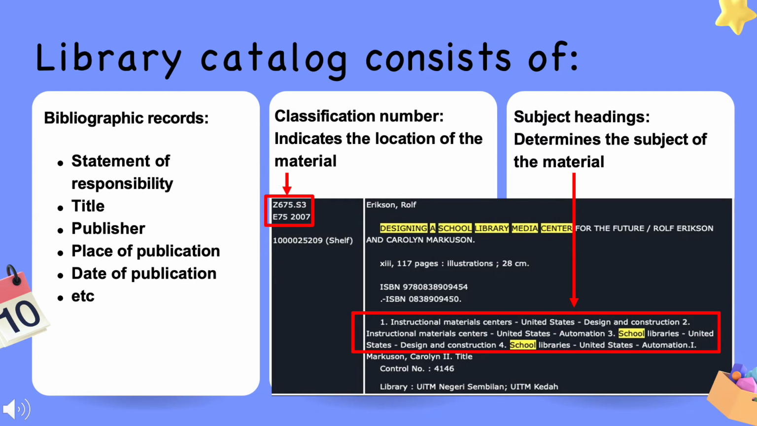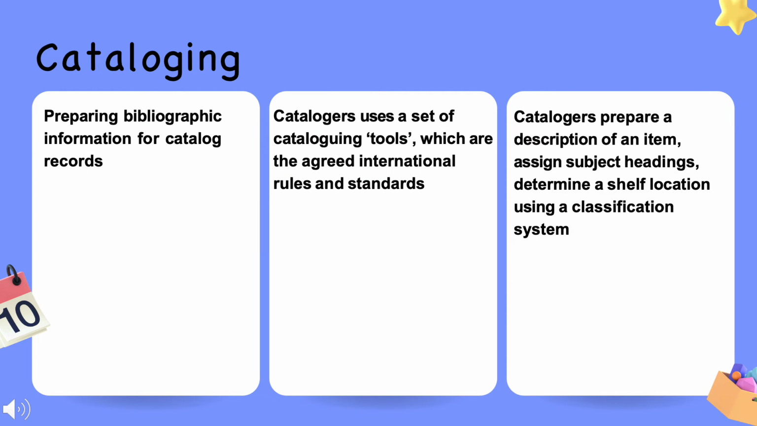What are subject headings then? Subject headings determine the subject of the material. From the catalog, it has several subjects such as, subject number 1, Instructional Material Centers, United States, Design and Construction. Each item in the library may have 1 or more subject headings, depending on the title and content of the item. Now let's move to cataloging.